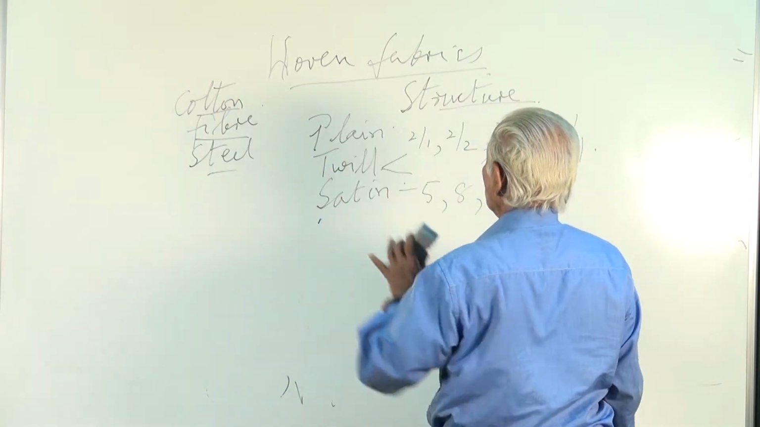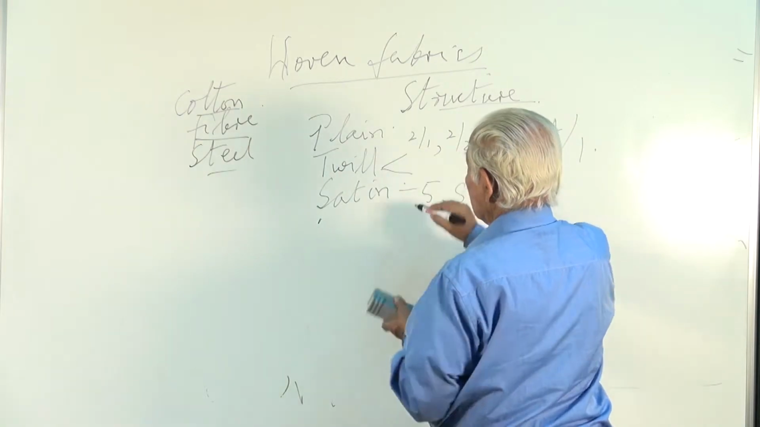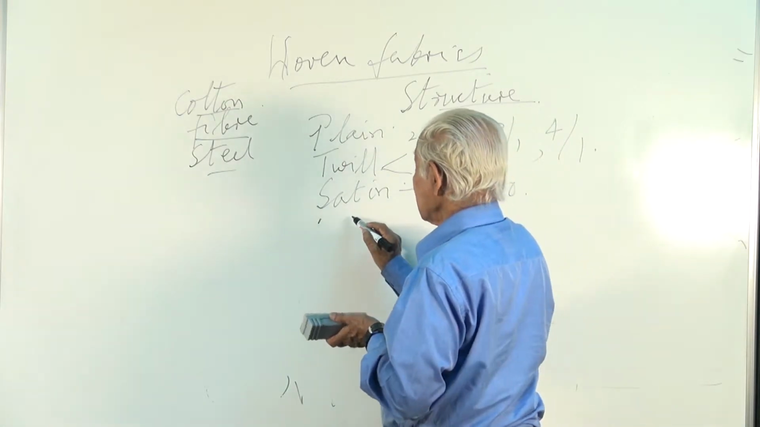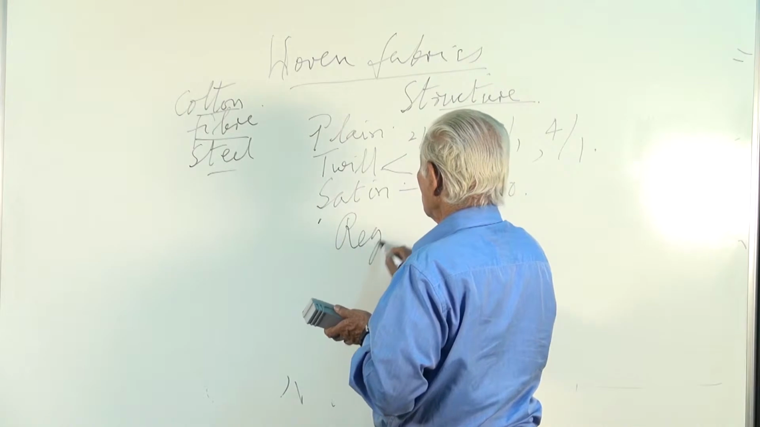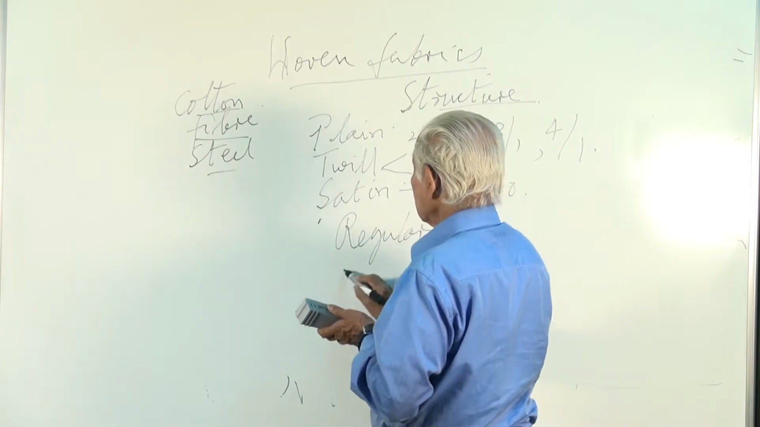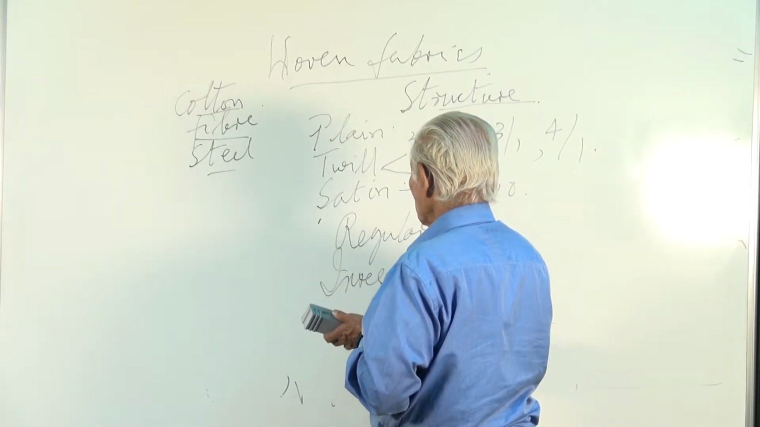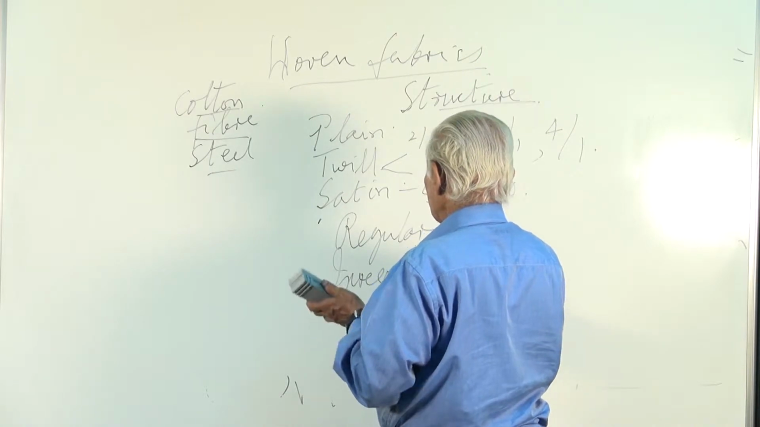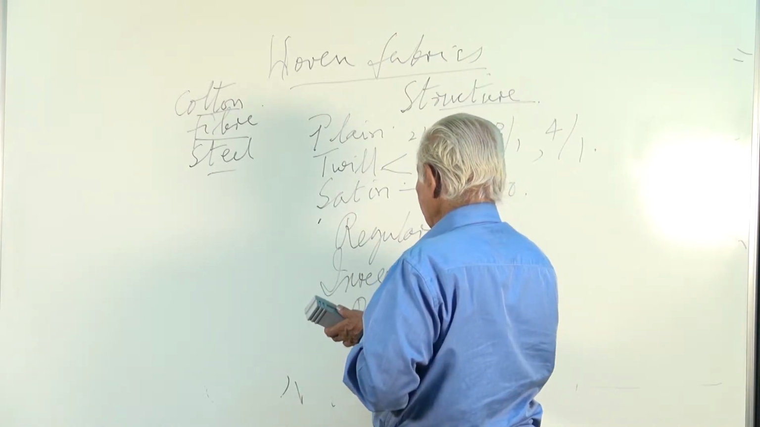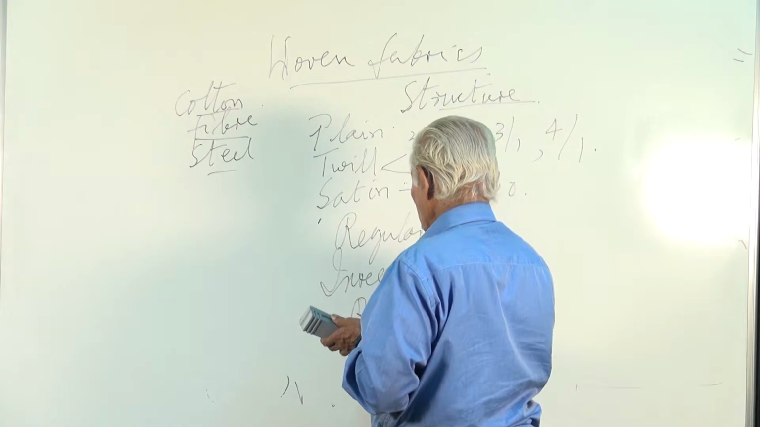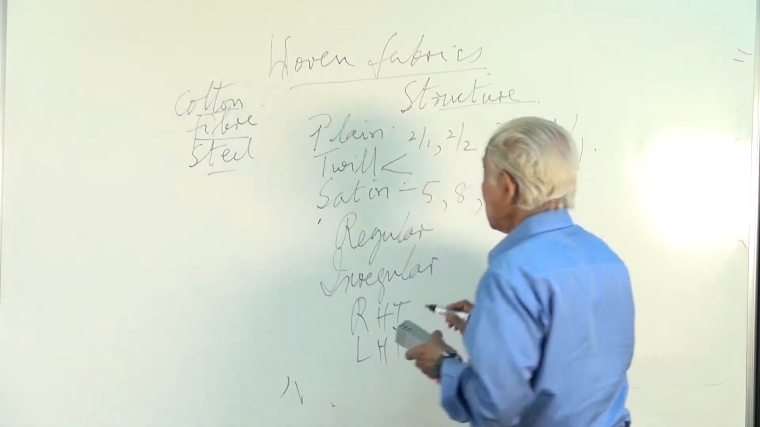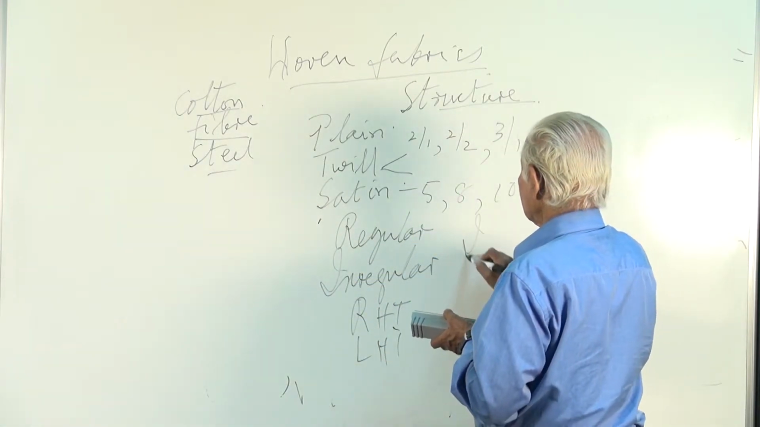Plain means there is no variation in that, and even in twill we have so many things: a regular twill, irregular twill, right-handed twill, left-handed twill. So many versions are there, and in sateen also we have irregular sateen.